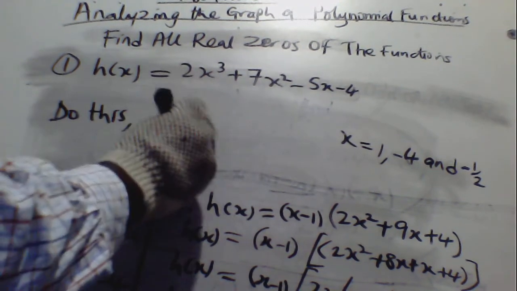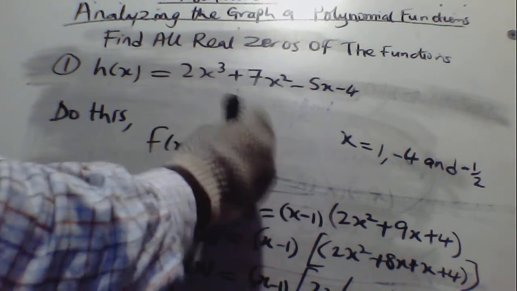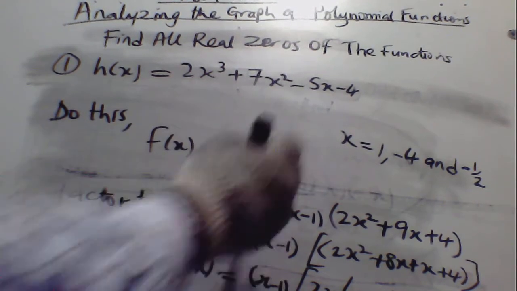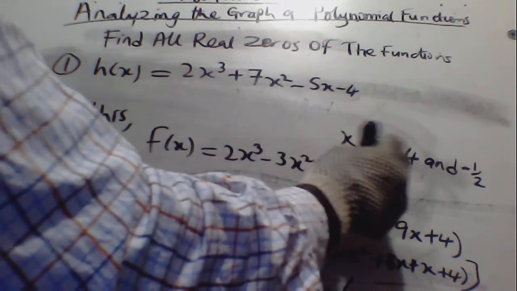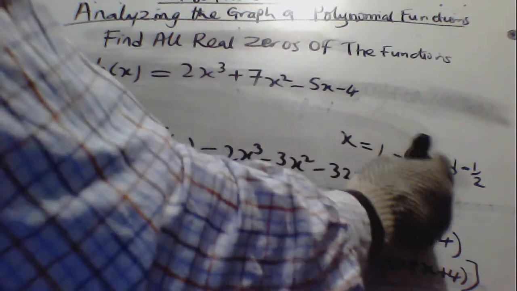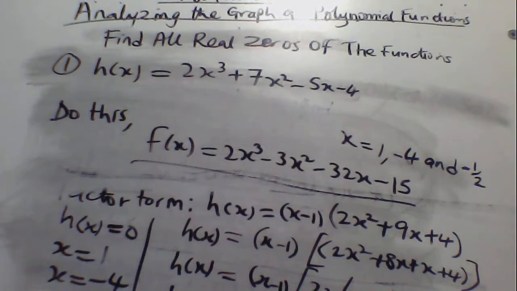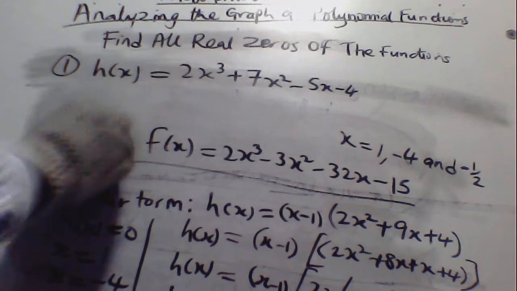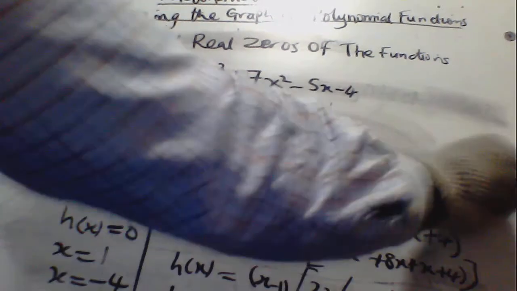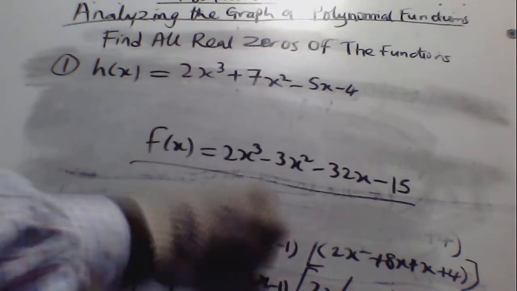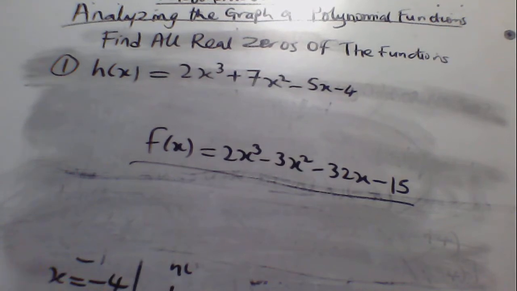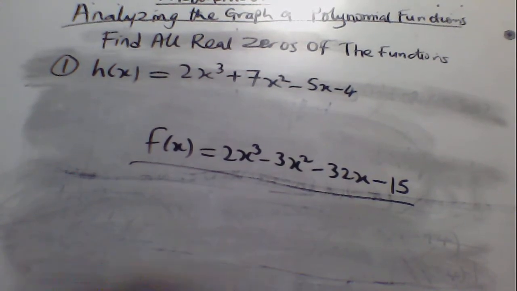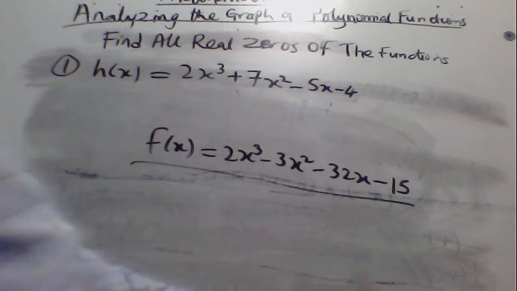We are given f(x) equals 2x^3 minus 3x^2 minus 32x minus 15. Find the zeros of this function. If you like, you can use your calculator to see the zeros and then solve it. Find the zeros of this function. Use any method we have treated so far to find the zeros.